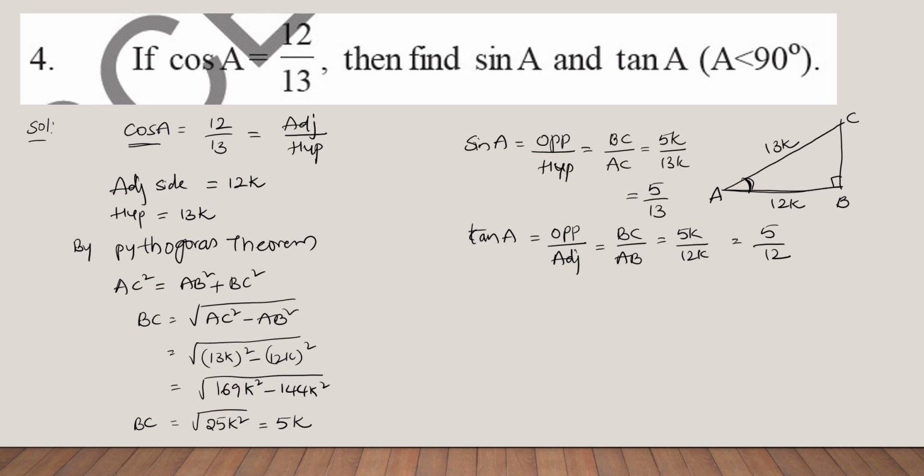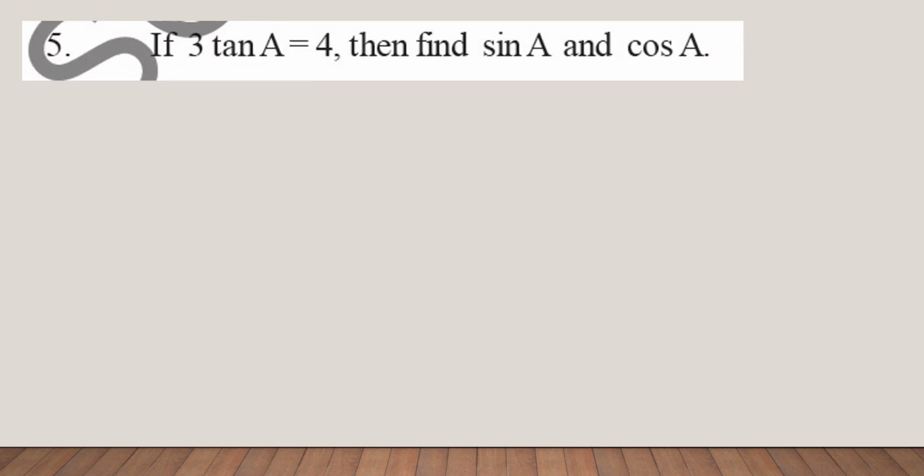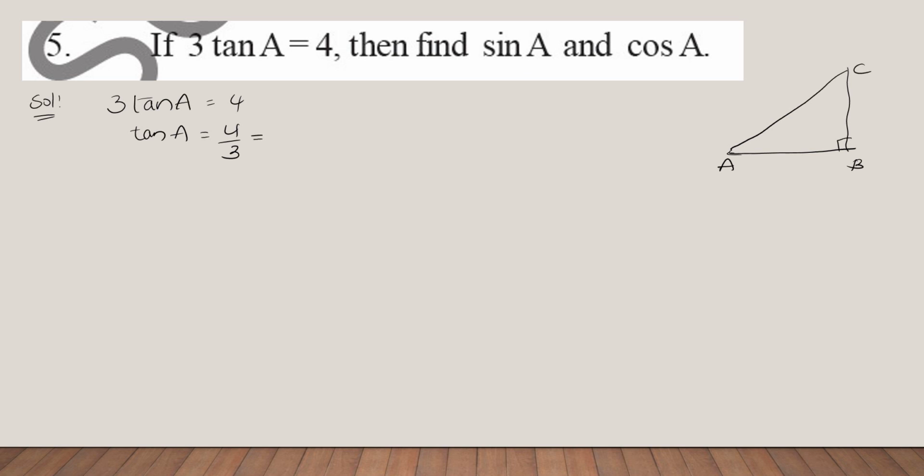So here sin A and tan A are the required ratios we have found. Next, moving on to question number 5. This is similar to the previous question. What is given is 3 times tan A is equal to 4, so tan A is equal to 4 by 3. Now drawing the right angle triangle: this is A, B is the right angle, and this is C. Now, what is the definition of tan A?